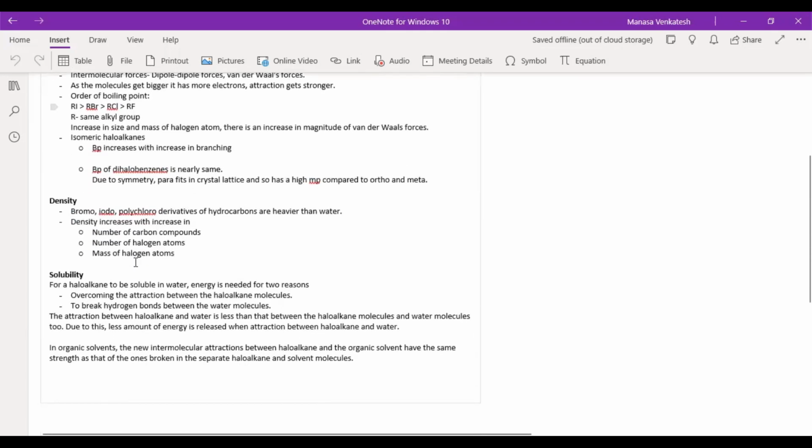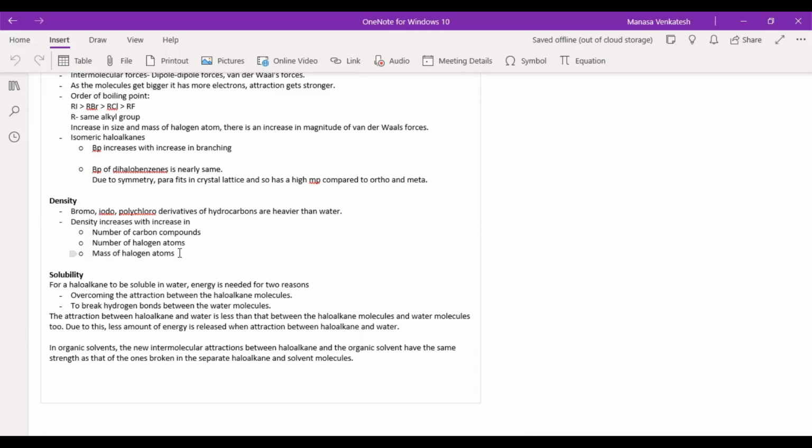Next, density. They are heavier. Bromo, iodo, polychloro compounds, all of them are heavier than water. Now, the density is going to increase with increase in the number of carbon atoms, increase in the number of halogen atoms, and the mass of halogen atoms. Number and mass are separated because number could be 10 chloro groups, and mass could be like 5 iodo groups. So because of that, they're mentioned as separate points. So the density of halogen compounds is heavier than water.